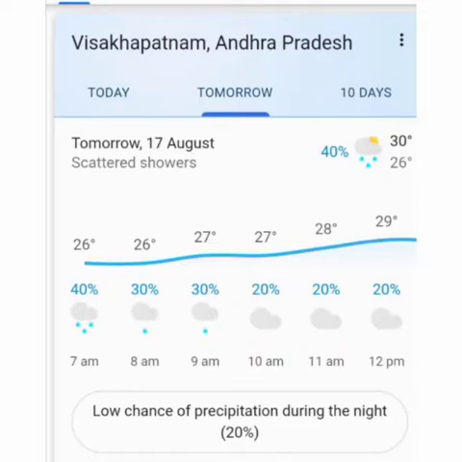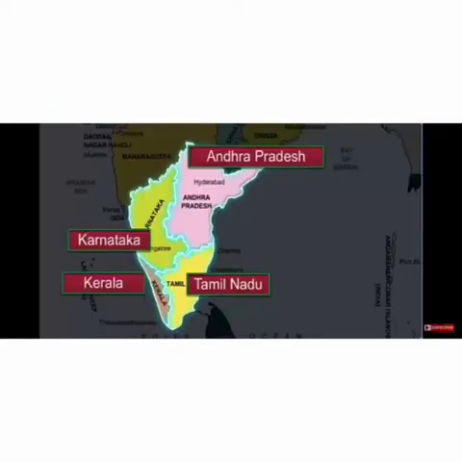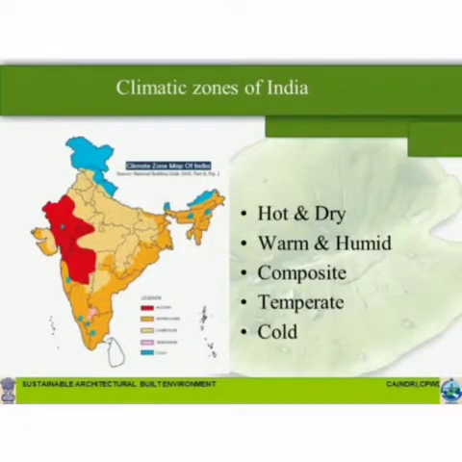Now what is the climate of Vizag? It is moderate. In winter season not so cold and in summer season not so hot. Even in winter season temperature never reduces below 15 degrees. Whereas the climate of India varies from place to place. Vizag is a coastal area. As it is near the sea, the climate of that area will always be moderate.